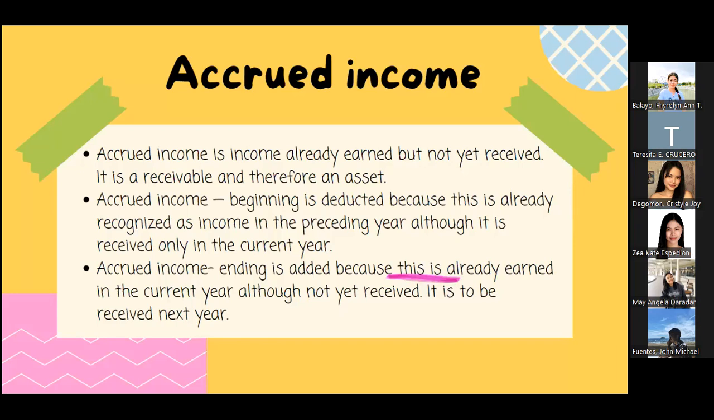Accrued income beginning is deducted because this is already recognized as income in the preceding year, although it is received only in the current year. Accrued income ending is added because this is already earned in the current year, although not yet received. It's to be received next year.